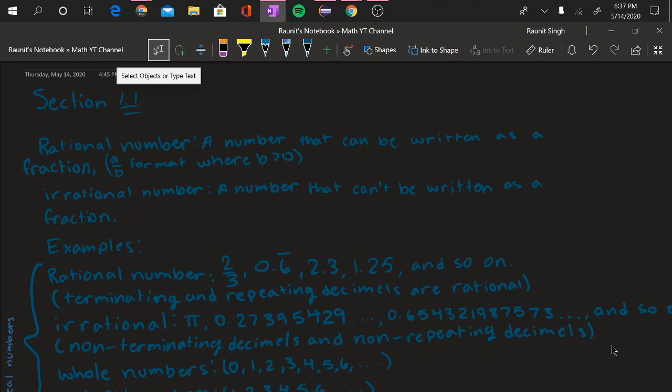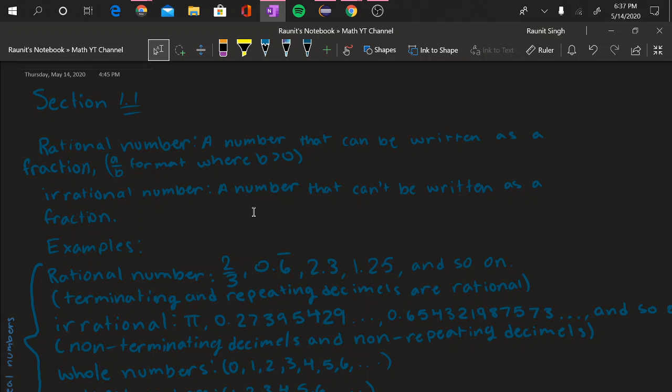Alright, hello everybody. Today I'm going to be talking about section 1.1 in Algebra for College Students. We're going to start off by talking about a rational number. A rational number is a number that can be written as a fraction, otherwise known as the a over b format, where b is greater than 0. If b is equal to 0, the fraction is undefined.